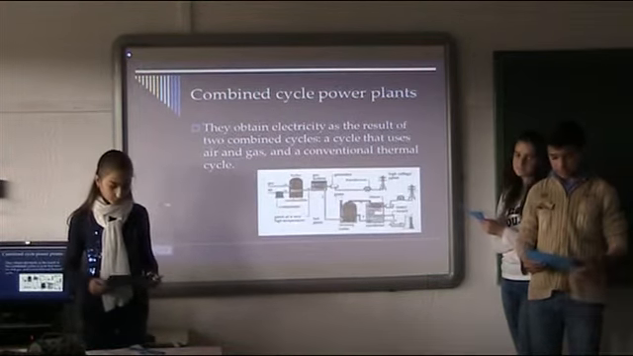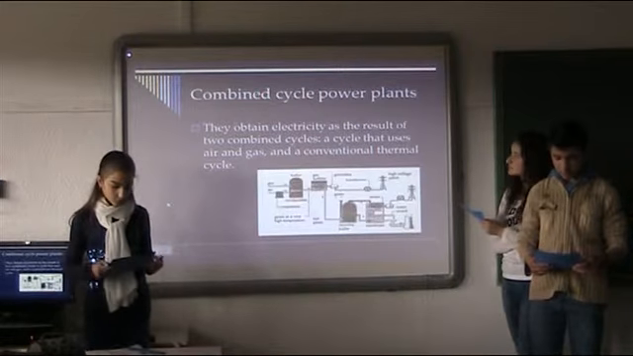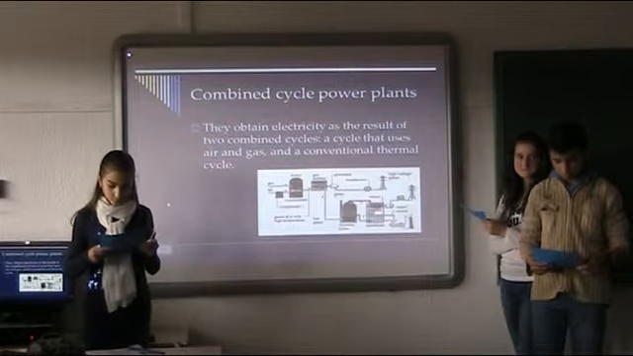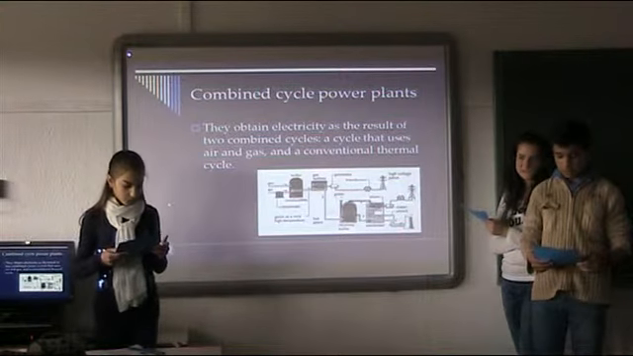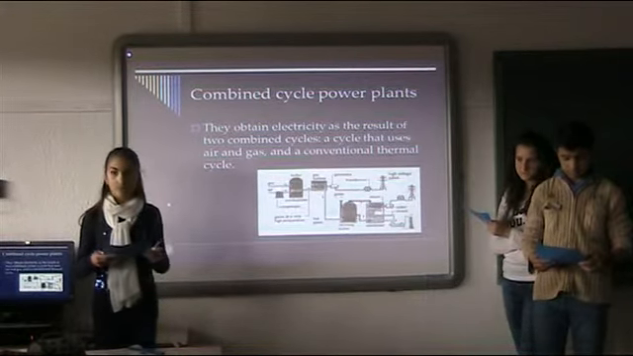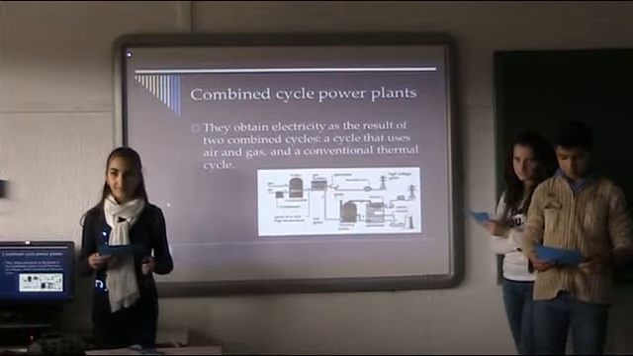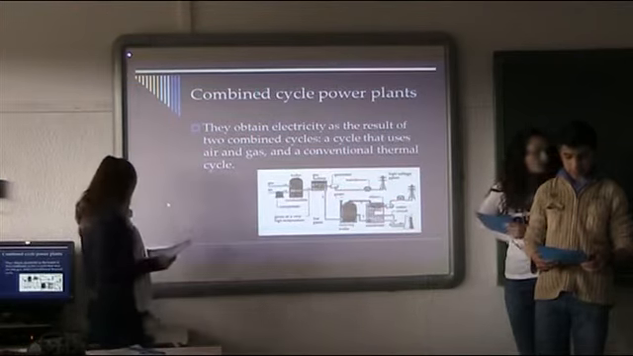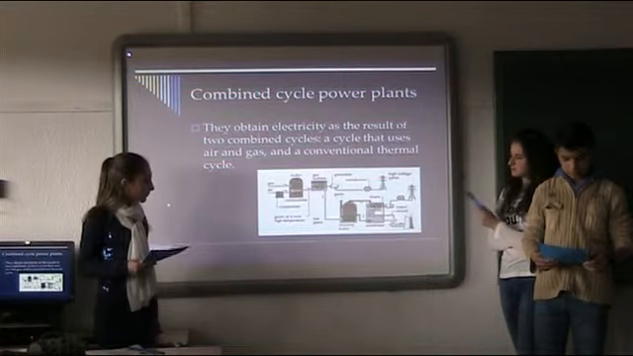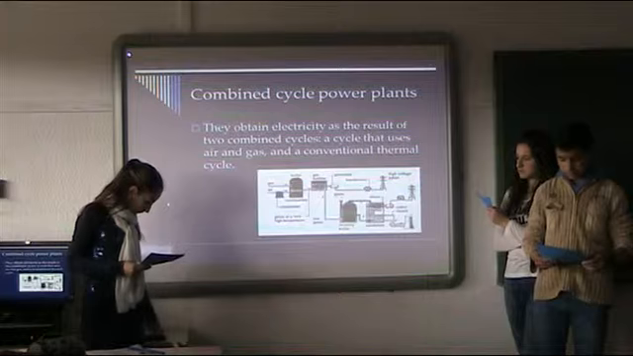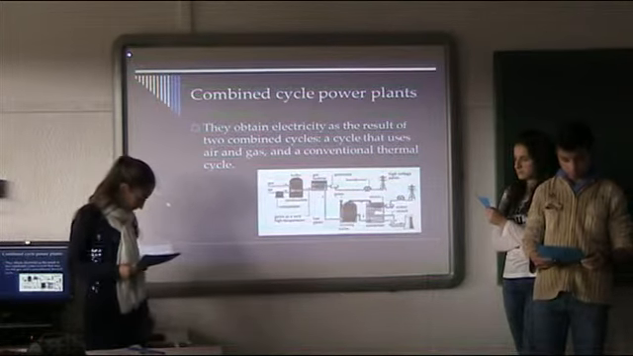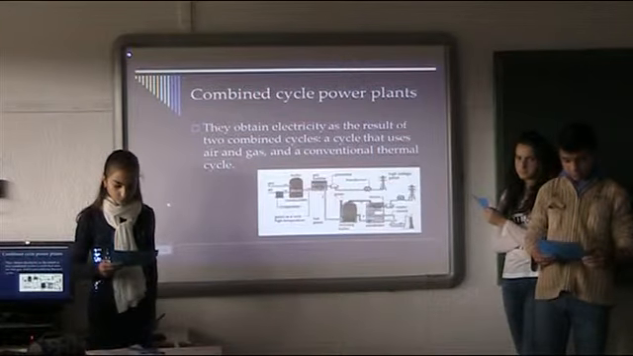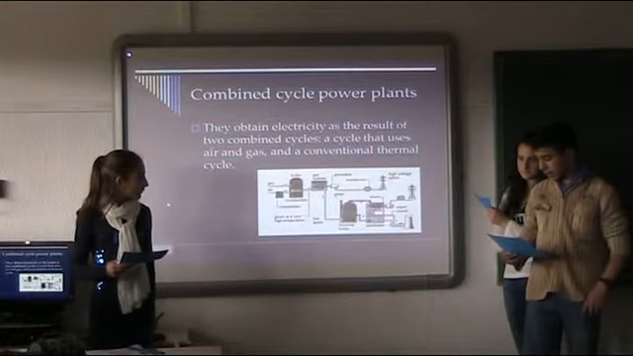The second type is combined cycle power plants. They obtain electricity as the result of two combined cycles: a cycle that uses air and gas, and a conventional thermal cycle. During the first cycle, a gas turbine is used that includes a compressor. The combustion gases from the first cycle are transported to another boiler where they transfer the energy. Here we have a drawing explaining the process and the different steps.